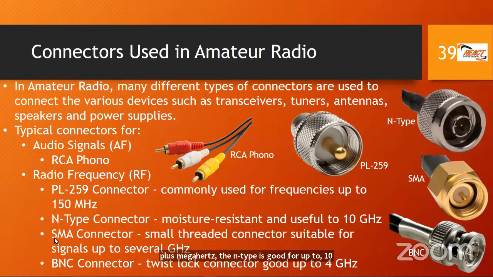It's also moisture resistant. The SMA connector, that's this one here. It's a small threaded connector and it's good for up to several gigahertz. And then we have the BNC connector. It's a twist lock type. You push it in and twist and it locks, and it's good for up to about 4 gigahertz. So these are some of the properties, and let's get to the exam questions based on these connectors.